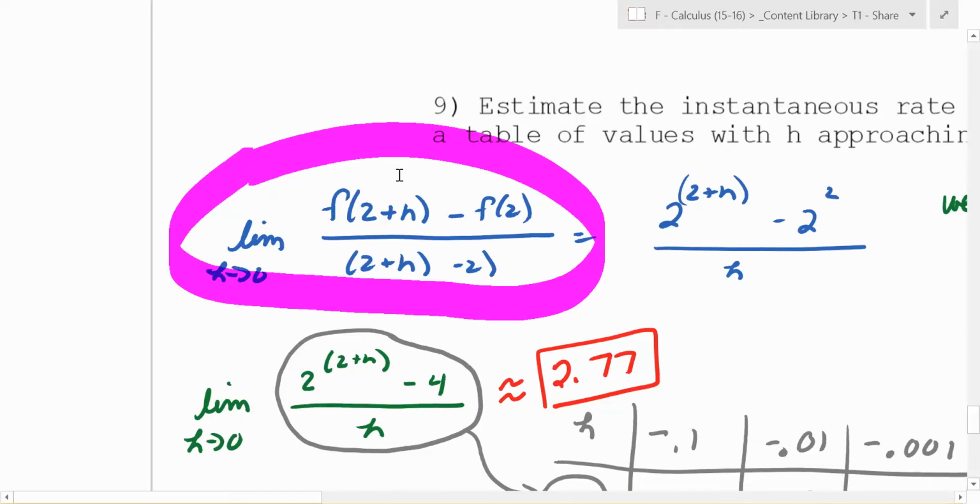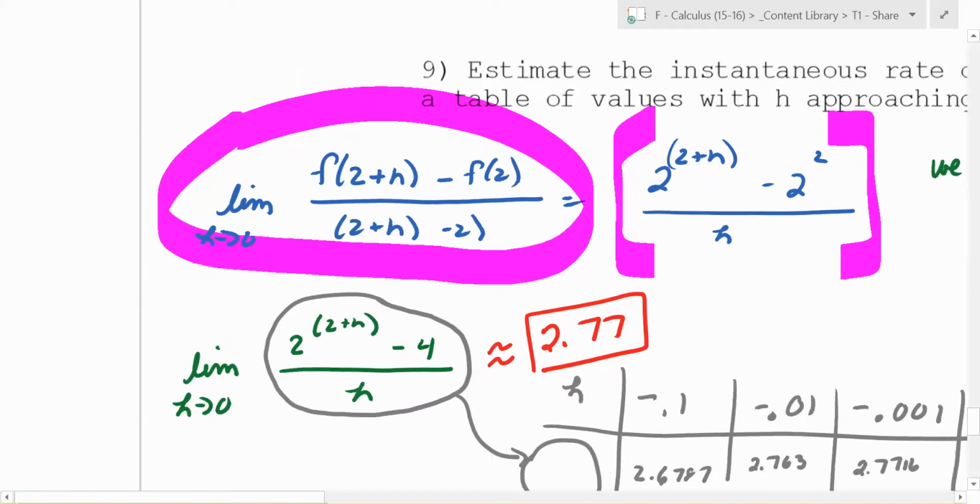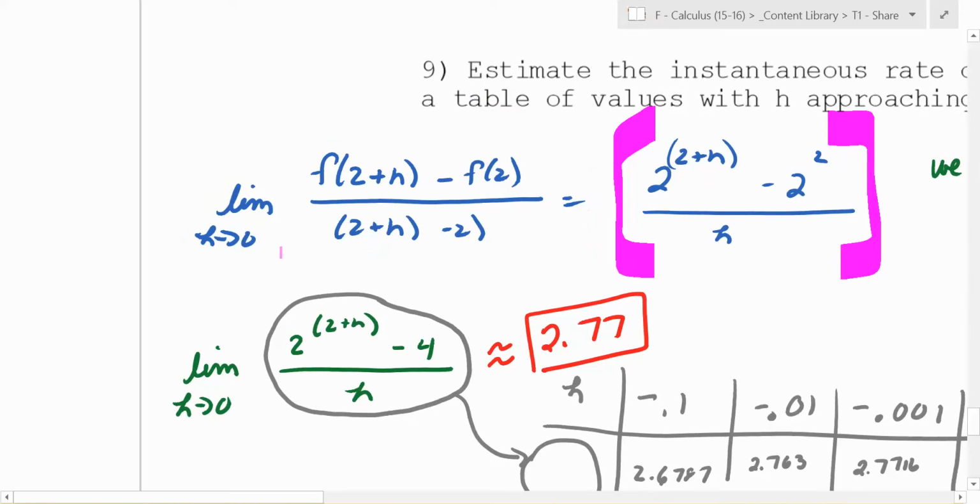What is the function? The function is 2 to whatever you put into it, right? So you end up with this right here. So it's as h goes to what? H goes to 0. Do you see it right there? It's h goes to 0.